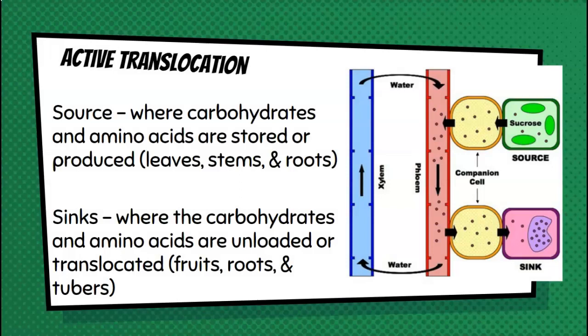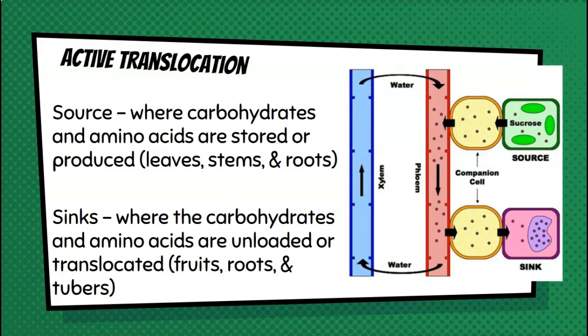So before we get into the fancy pressure flow hypothesis, which is how the sap moves, we're going to talk about active translocation. These are just terms that you're going to need to know to understand the next slide. So active translocation is the movement of sap. I'm going to call the phloem products sap from here on out. So that could be sugars, chemicals, minerals, anything. But I'm going to refer to it in general as sap. So active translocation is the movement of sap from one location to another using energy.